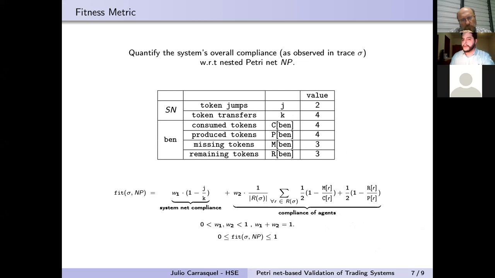We could return if someone is interested. The idea is simple. It's just to take these counters of how many tokens we have consumed and produced, these jumps and transfers in the system, and we use them to calculate a formula that tells us the system's overall compliance, as observed in the trace with respect to the model. So how well the system, as observed in the trace, has complied with what we have written in the model.